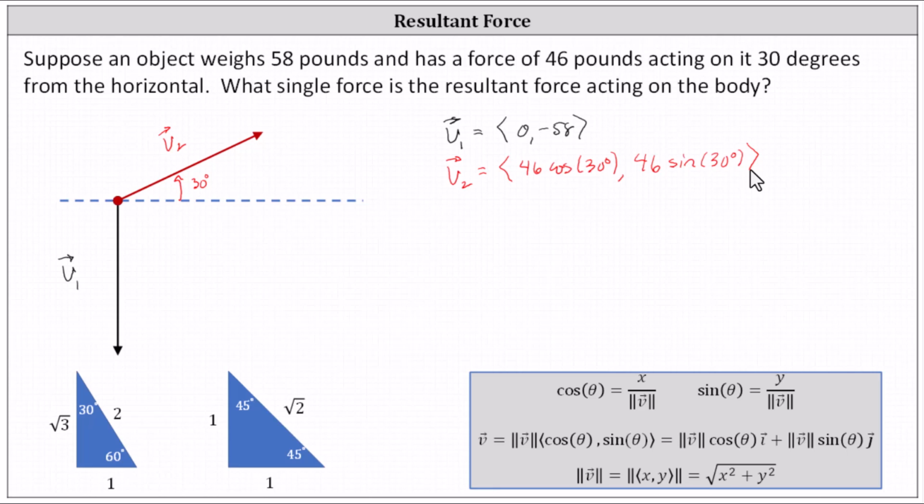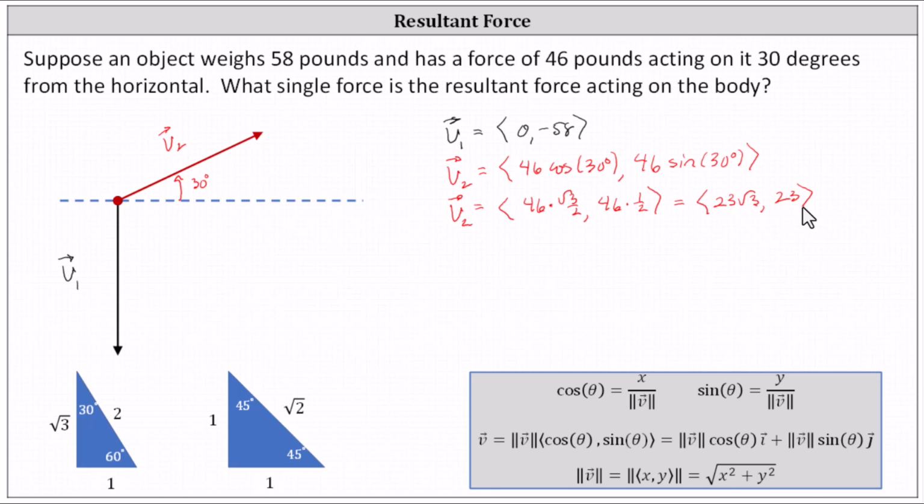Recall cosine 30 degrees equals the ratio of the adjacent side to the hypotenuse, which is square root 3 divided by 2, and sine 30 degrees equals the ratio of the opposite side to the hypotenuse, which is 1/2. Which means vector v sub 2 has an x component of 46 times square root 3 divided by 2, and a y component of 46 times 1/2. Simplifying, the x component is 23 square root 3, and the y component is 23.